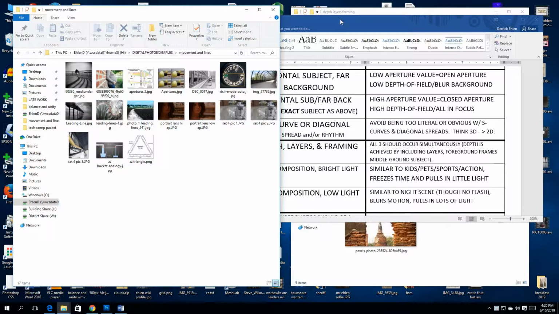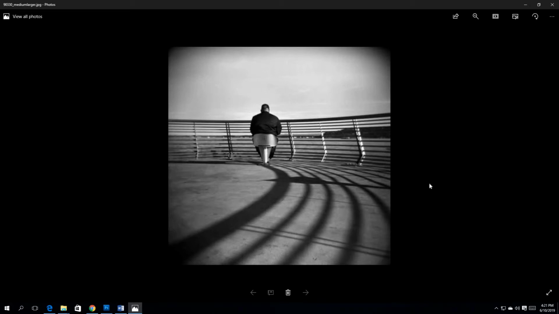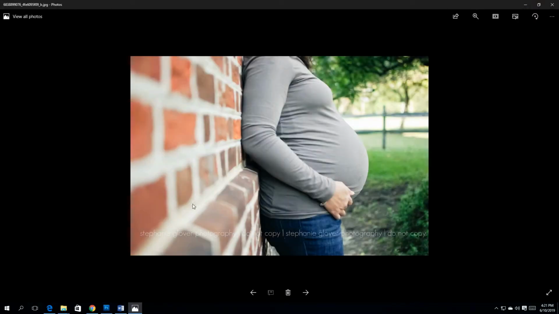Set 4 covers movement in lines, and when you're studying movement in lines, there are kind of 4 things you want to look for. The 2 big ones are curves. You see this strong curve here. When you have curves, the eye is just going to want to follow them. And then the other big one is diagonals. And again, when there are diagonals, the eye is going to want to follow them.